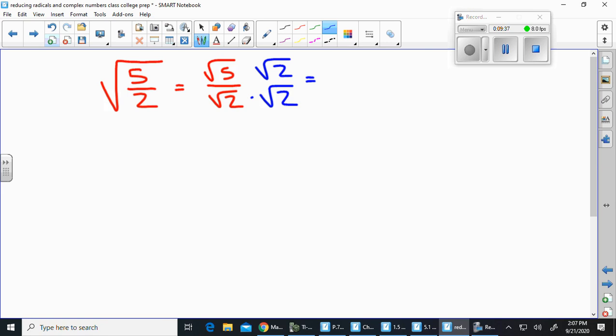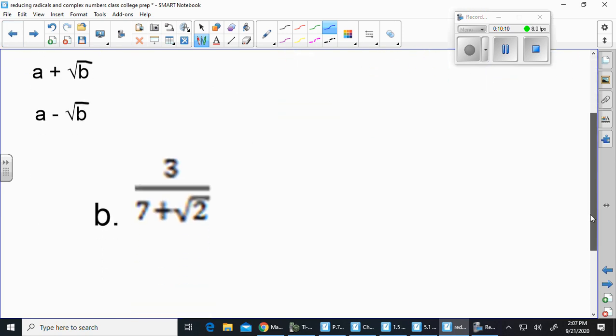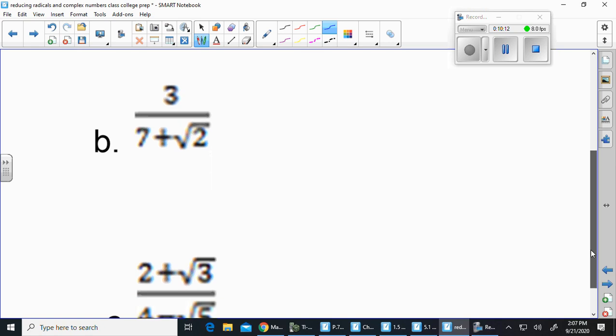Well, radical 5 times radical 2 is radical 10. Radical 2 times radical 2 is radical 4. But now I know that radical 10 is radical 10, but radical 4 is 2. I can't have a radical in the denominator. So I would have to use the conjugate if I was given a question such as this.